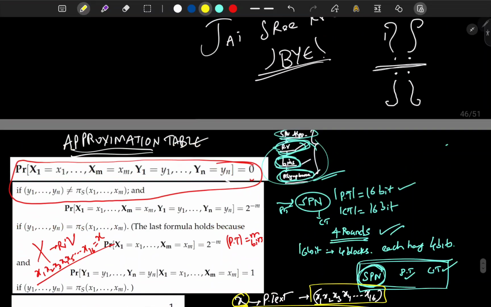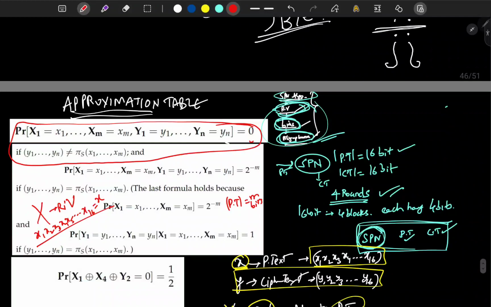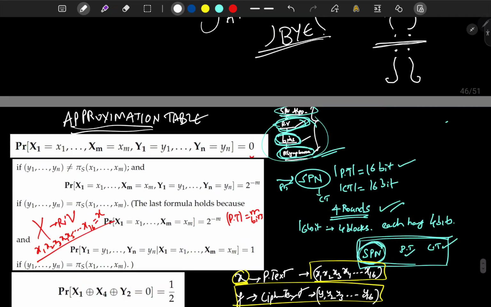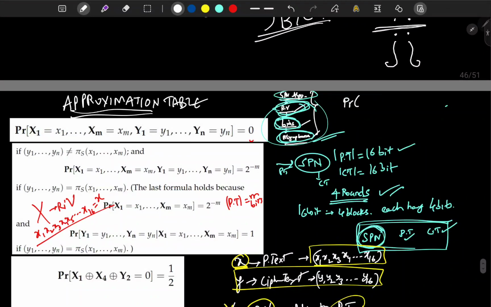Here they are considering an SPN network whose input has m bits, meaning each block has m bits. You have to understand this. In our case, you will write it like this: the probability that capital X1 equals small x1 and so on, X4 equals small x4, and capital Y1 equals y1 and so on, Y4 equals y4, is equal to 0.